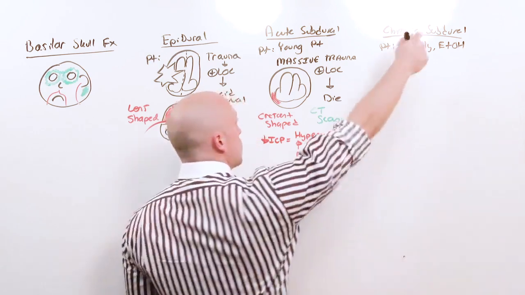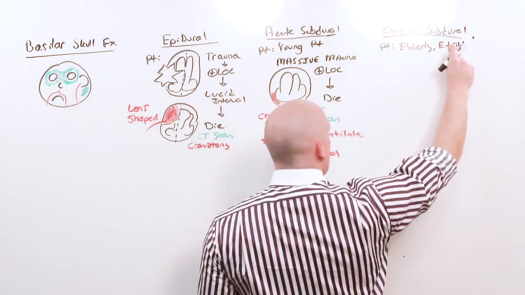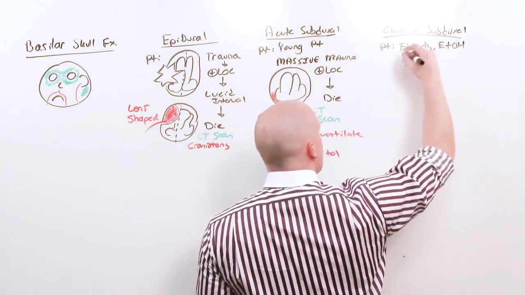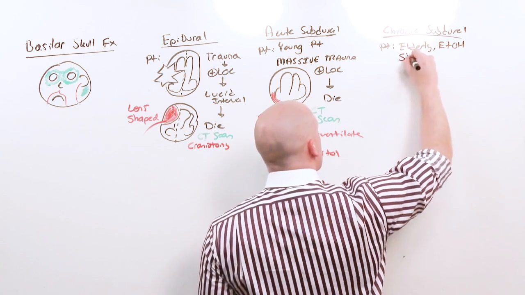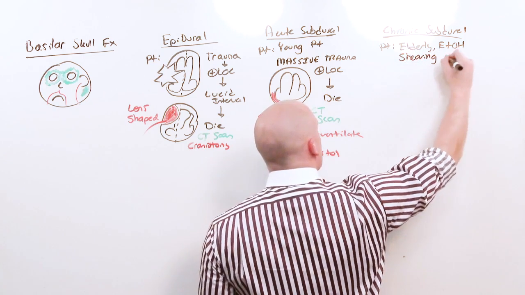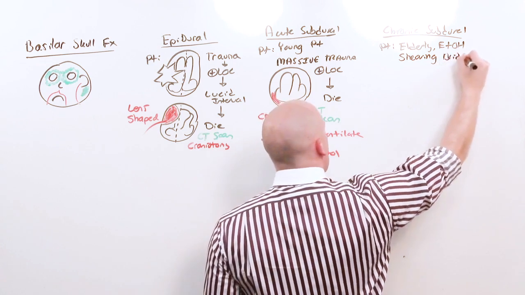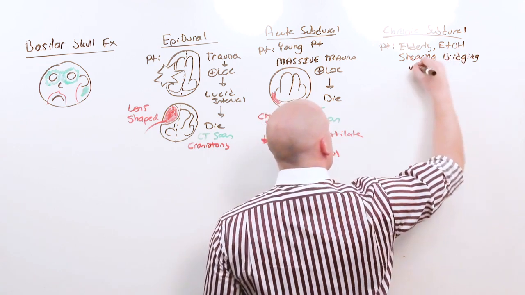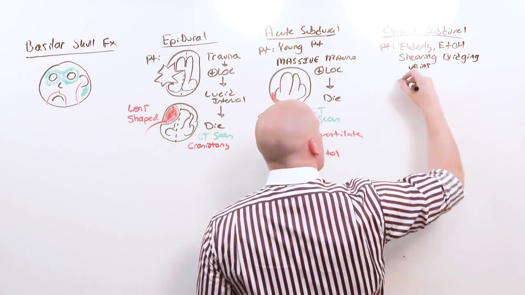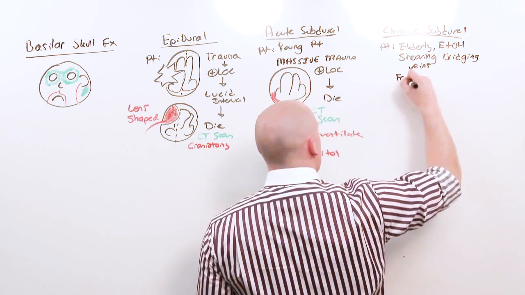So chronic subdurals are caused by old people or alcoholics who have shrunken brains, and they get a tearing or a shearing of the bridging veins. And this occurs in minor trauma like falls.